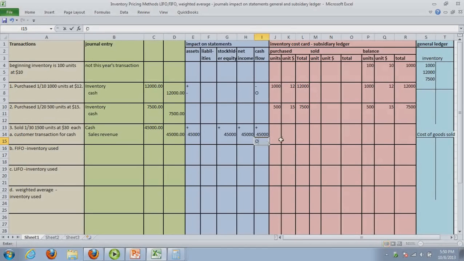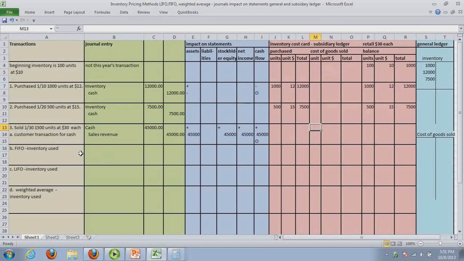So I don't need to update the subsidiary cost card. In fact, I want to point out that the inventory cost card does not include anything about retail. If you want to show retail price, then write it up at the top in its own little separate spot. But when you look at sold, that's cost of goods sold. It may be good to emphasize that. It's not the selling price, it's not revenue.